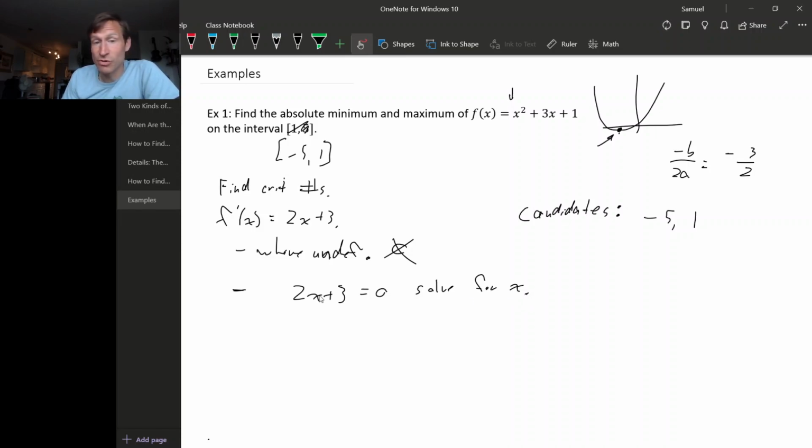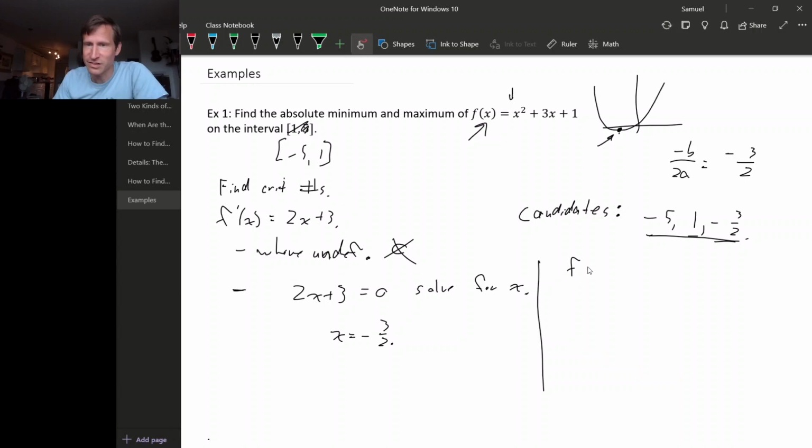In this example, there's only one x value that comes from this. It's x equals minus 3/2. Okay, so now we'll add that to our list of candidates, so minus 3/2. Now we have a list of 3 candidates. One of these is the absolute minimum, and one of them is the absolute maximum. To check which is which, we just plug them all into the original function.